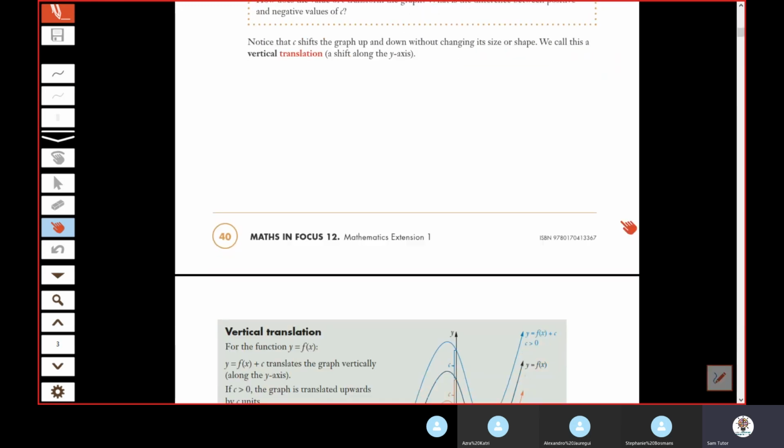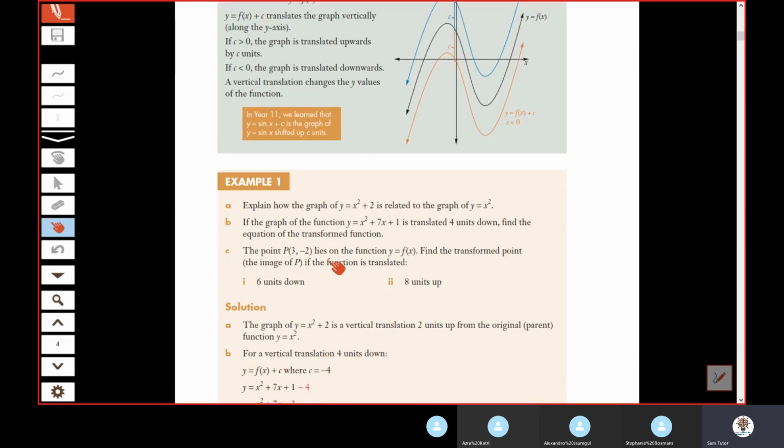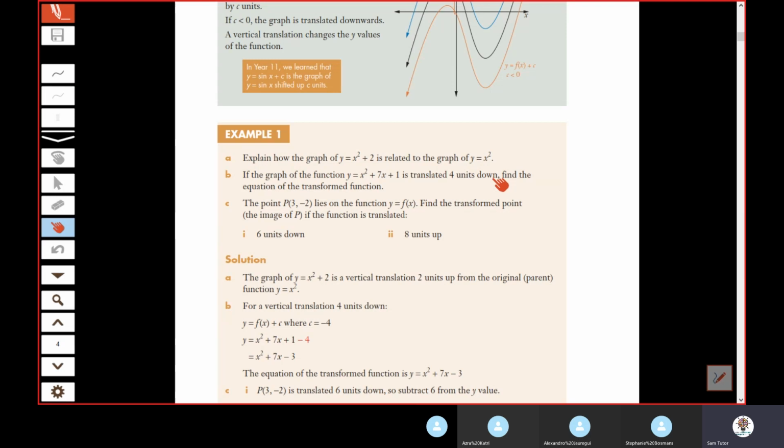Yeah, easy. So for example, if you've got f of x, which is the black curve, if you've got a plus c, and this c is greater than 0, so therefore you're going up. And if it's minus c, which means c is less than 0, you're going to go down. So this works the same even for trig curves. So if you've got y equals sine x plus c, you understand you've got y equals sine x, which is a normal graph, plus c is the graph of y equals sine x shifted up c units. All right.